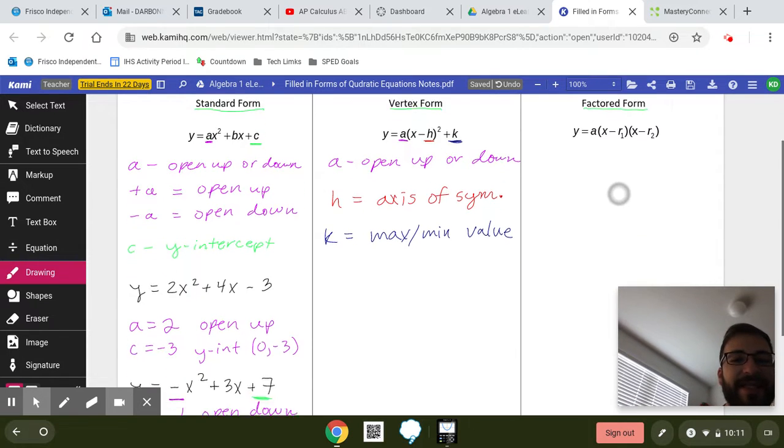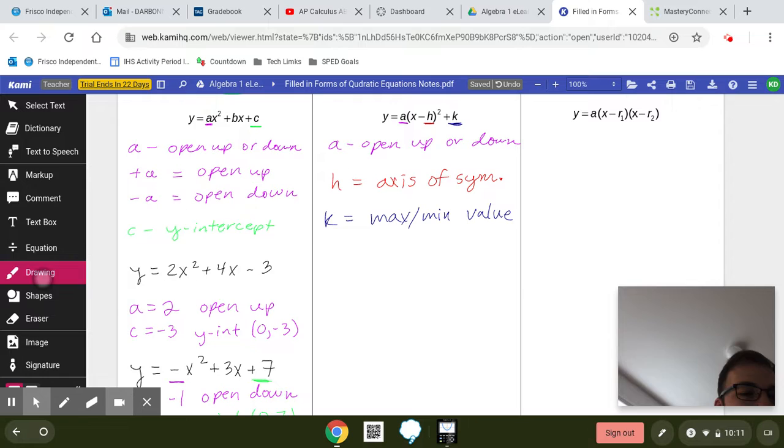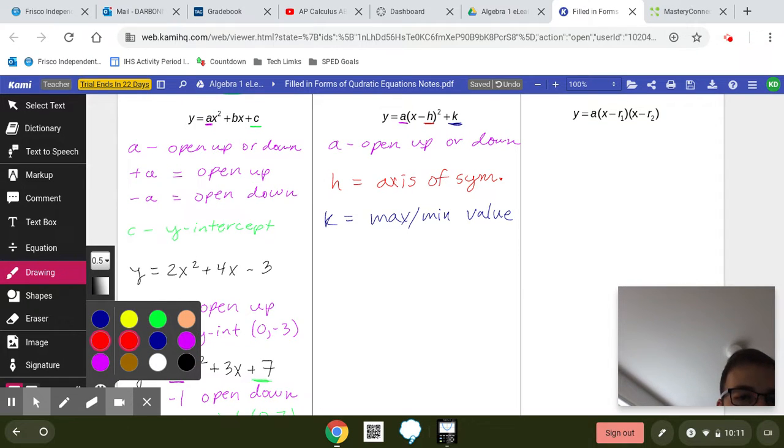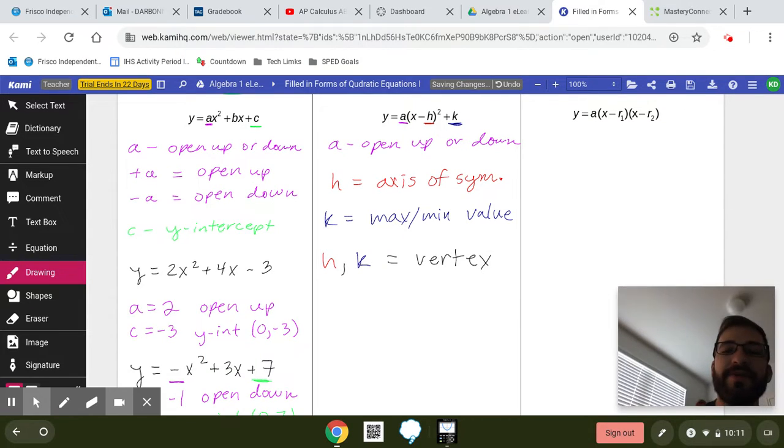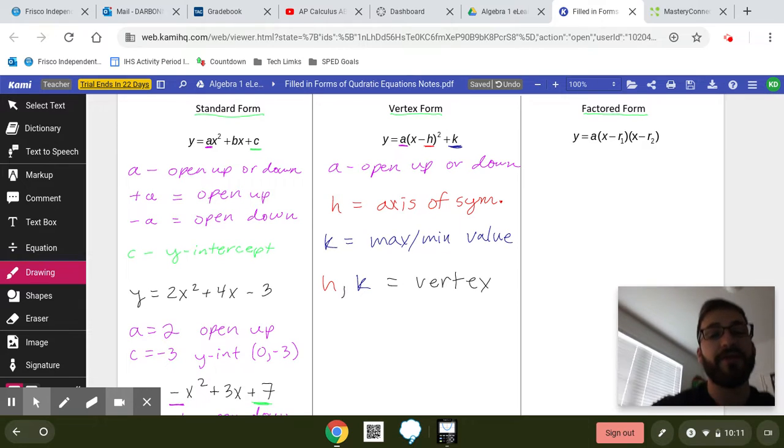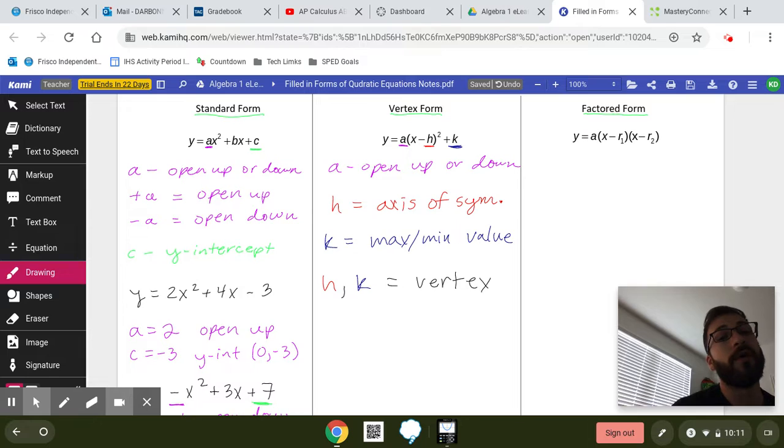And then last but not least, we can use h and k, because h comma k is equal to our vertex. And we talked about this last class, how whatever value the axis of symmetry is and whatever value the max or min value is, we can put those together to get our vertex, because our vertex is always going to go through the axis of symmetry, and then it's going to be on that highest point or that lowest point, so it's going to be where the vertex is.